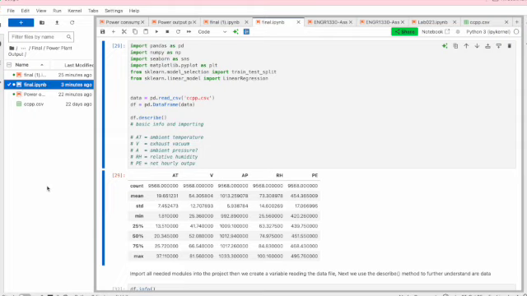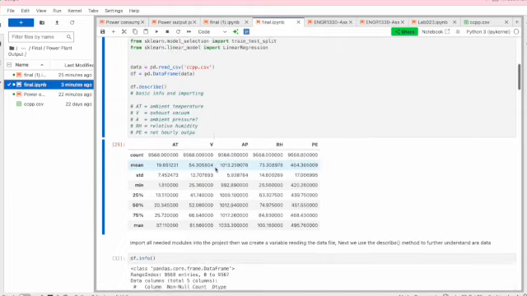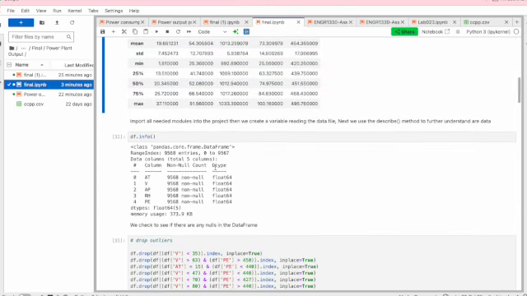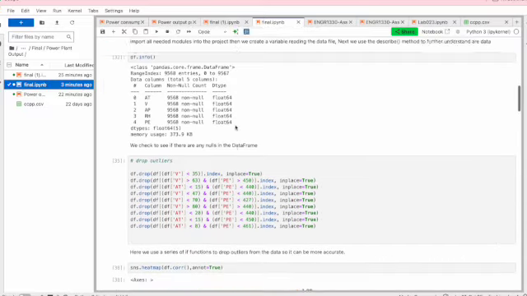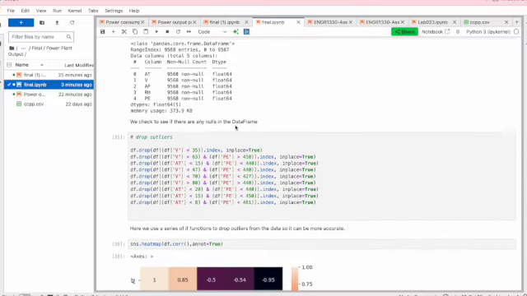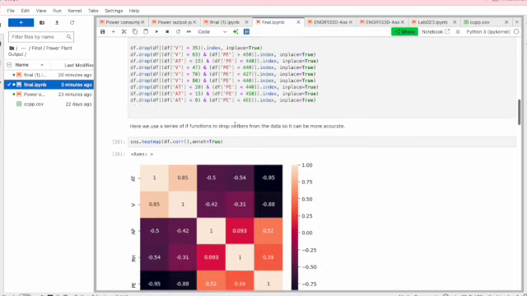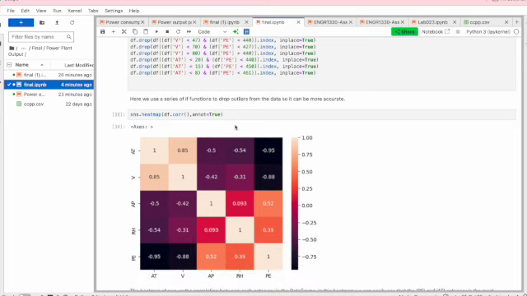We then use the describe function to further understand our data, and then we use info to check if there's any nulls. After that, we have a few if statements, kind of, with the dot drop method to remove some outliers from our data to make the data more accurate. And then we use a heat map to see what parts of our data have the highest correlation.